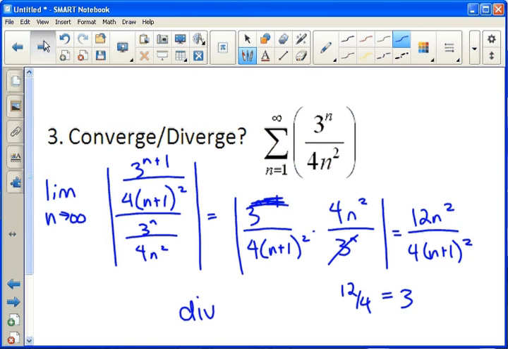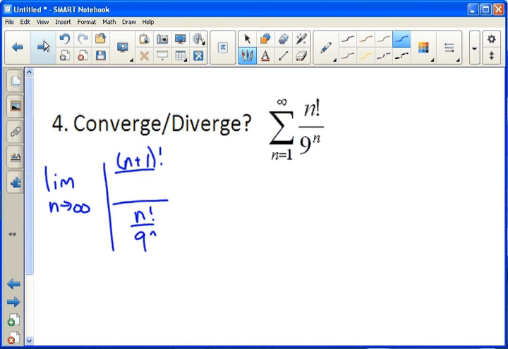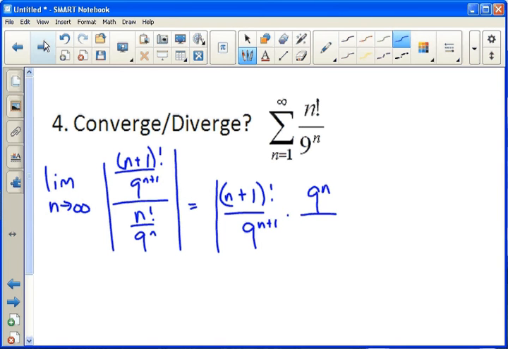Number 4. Converge or diverge. We get the limit as n approaches infinity. We put the original on the bottom. On top we add 1 to all the n's. Multiply by the reciprocal. Okay, we can cancel out all the 9's except for one of them on the bottom. There's 1 more on the bottom than there is on top.